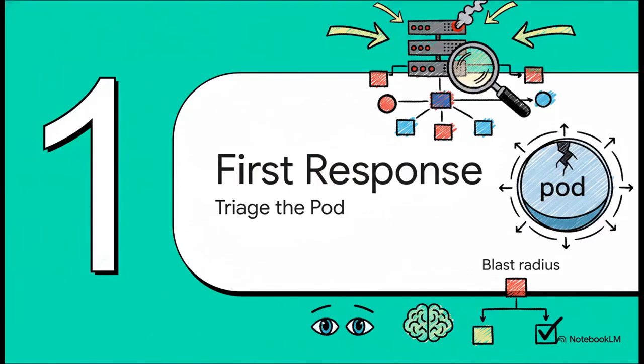Now, my first instinct, and your first instinct, should never be to panic. Don't start changing things randomly. The very first step is to gather data. You have to be systematic. Think of yourself as a detective arriving at a crime scene. Your goal is to understand the blast radius and come up with a theory. We have to triage the pod itself before we even think about the rest of the system. Calm and methodical wins the race.